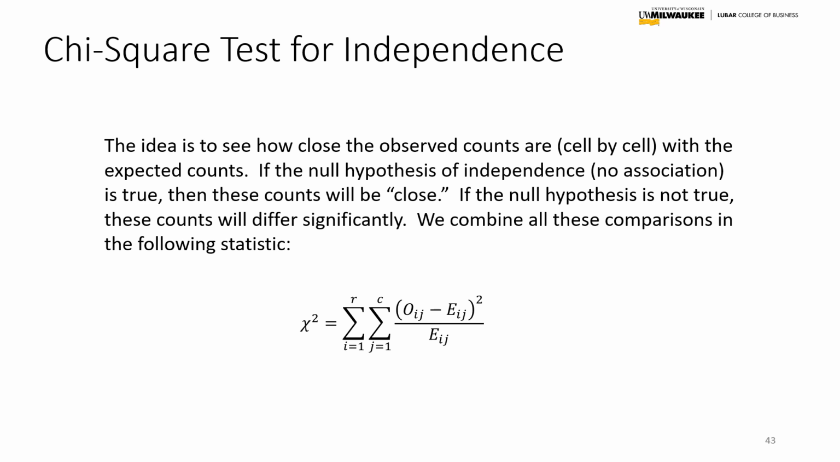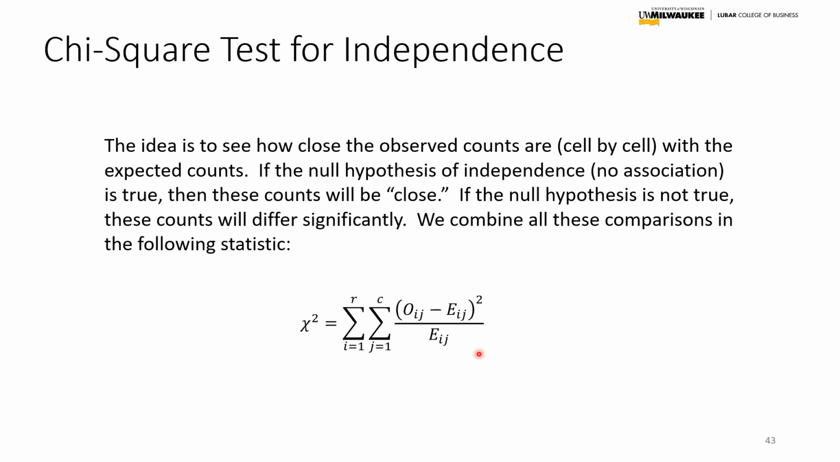Now we want to compare across all the cells. And how do we do that? Well, we do that with the following formula. We take the observed count in any given cell minus the expected count, and we square it. The reason we square it is because we don't want to have the pluses in some cells cancel out the negatives in the other cells, and then we sort of lose out on the picture of what's going on.